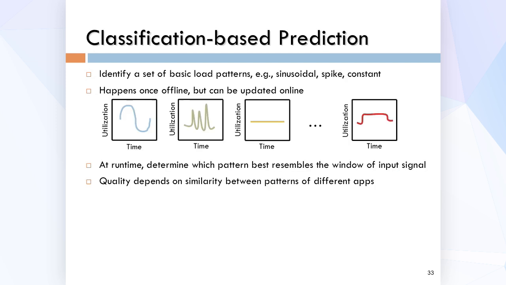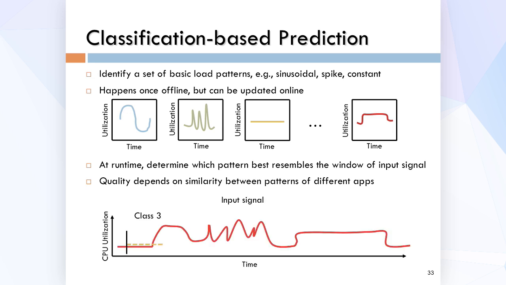So for those cases, we looked at an unsupervised learning approach, which is classification-based. So essentially, we identify a few characteristic load patterns in the time series of the resource usage of an application. And then at runtime, we try to identify those patterns in the resource usage of the workload. So let's see a very simple example. For example, here, first it would identify class 3, then class 1, then class 2, etc.